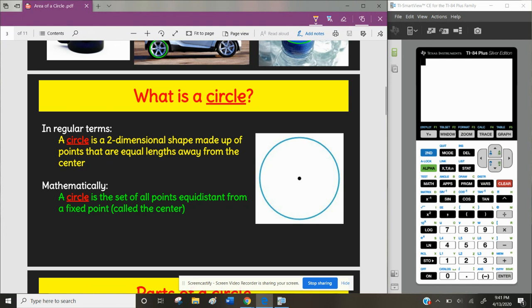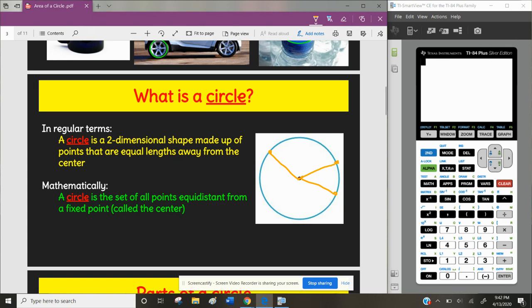In regular terms, a circle is a two-dimensional shape made up of points that are equal lengths away from the center. So if I were to draw a segment from the center to any point on the edge of the circle, all those lengths would be the same. They would be equal. So if we were to put all those points together, all of those points form a circle. So the mathematical definition is, a circle is the set of all points equidistant from a fixed point, which we call the center.